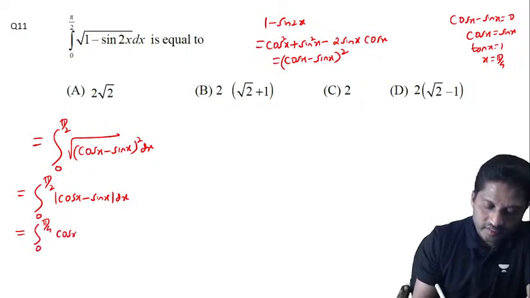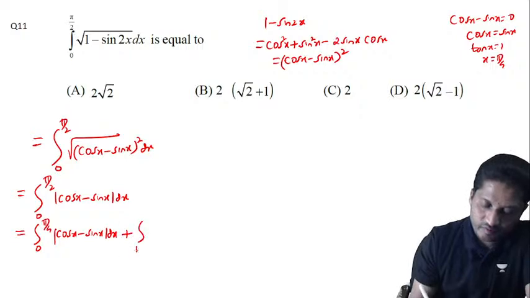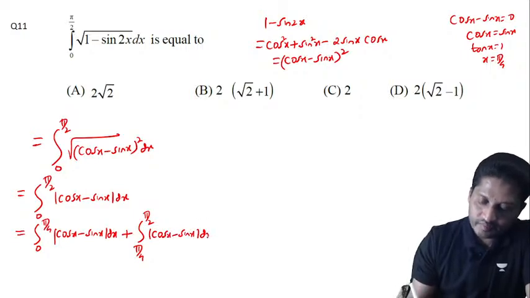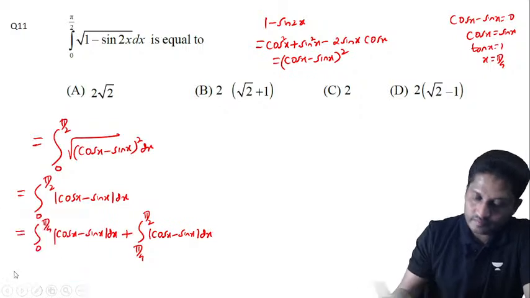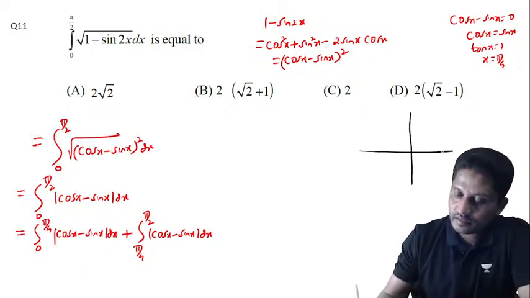of cos x minus sin x, plus the integration of pi by 4 to pi by 2 of modulus of cos x minus sin x. Between 0 and pi by 4, cos is more than sin. You plot the graph and check.